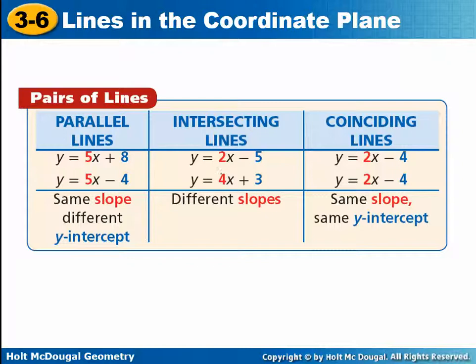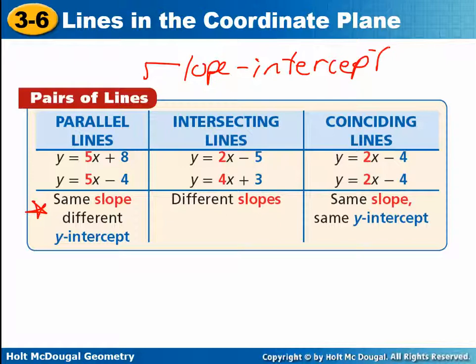If they're parallel lines, this is very important, they will have the same slope but different y-intercepts. So if you write them in slope-intercept form first, that's usually the easiest way of telling whether you have parallel, intersecting, or coinciding. So write them in slope-intercept form first.